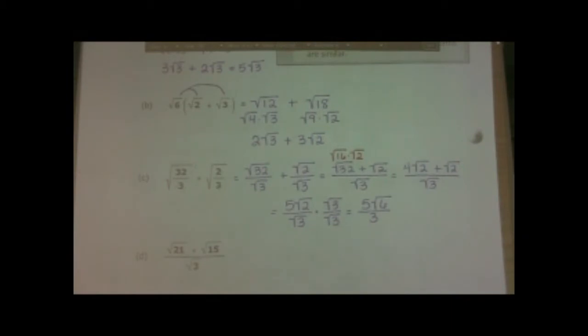So this one took an awful lot of work to get to the end. All right, I'm going to show you D, and I'm actually going to show you that this is easier than you might think. All right, what I'm noticing here, I have a 3 on the bottom. 21 divides by 3, and so does 15. They both divide by 3. If you have that situation, then there's an easy way to resolve this particular problem, and that is this.